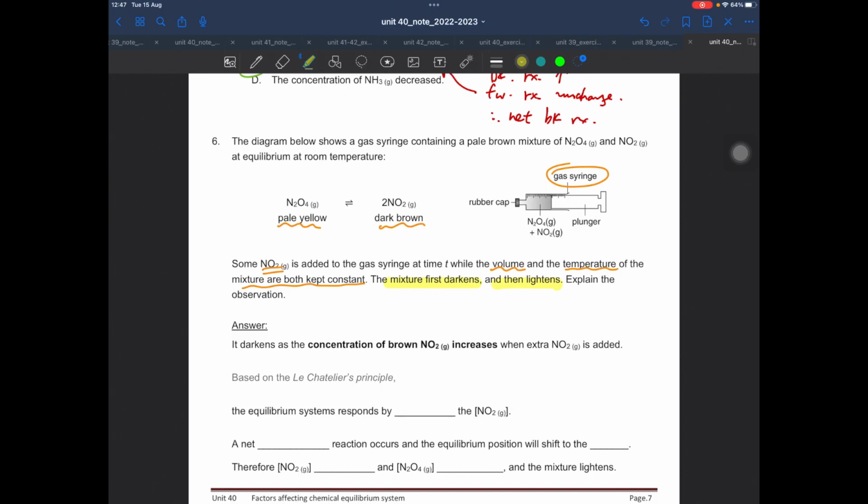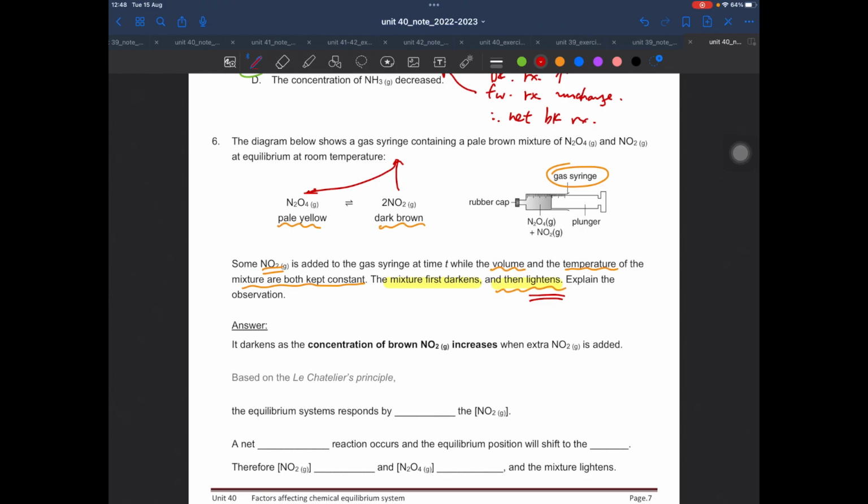All right, let's go back to question 6. As I mentioned, this trap point comes from a public exam question, and at that moment many students got the incorrect answer because they focus on the final result only. Teacher says when there is extra NO2, the equilibrium position will shift to left. All right, pale yellow, very good, lighter color.